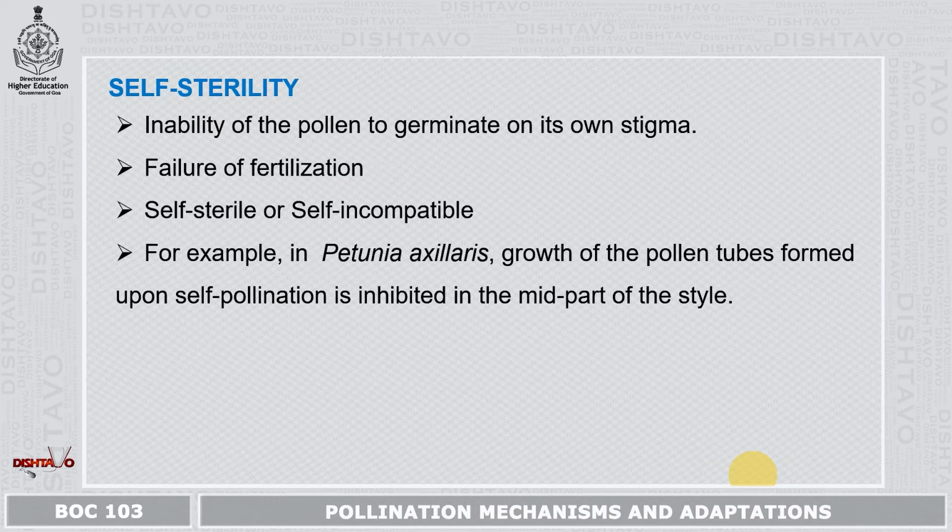Self-sterility. It is the inability of the pollen grain to germinate on its own stigma. There is failure of fertilization and it is self-incompatible. For example, in the plant Petunia axillaris, growth of the pollen tubes formed upon self-pollination is inhibited in the mid part of the style.